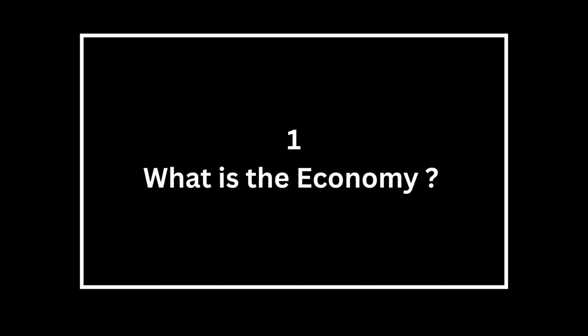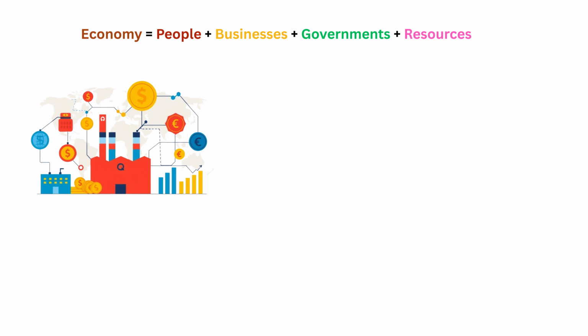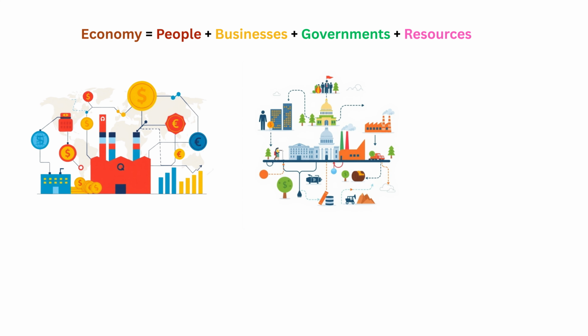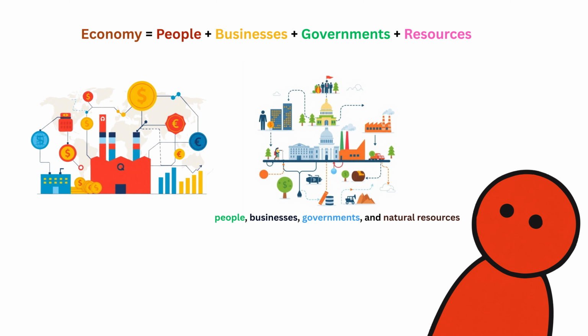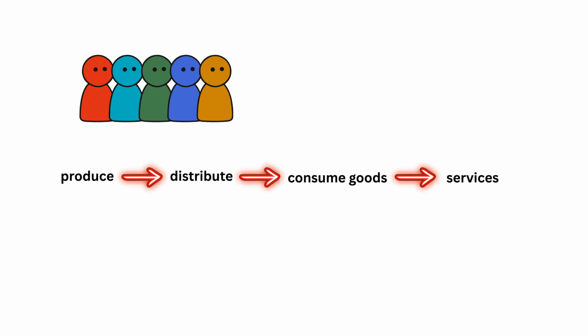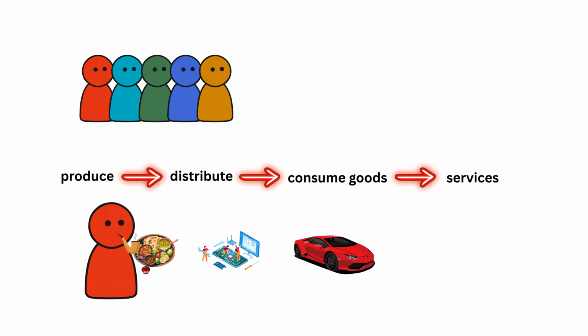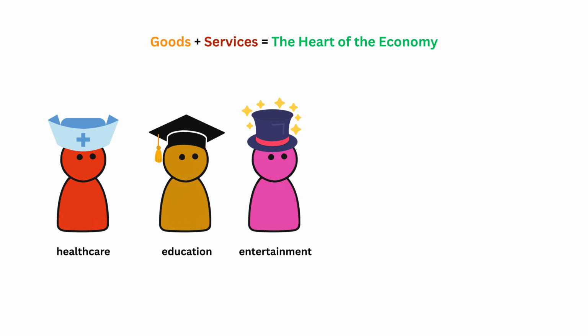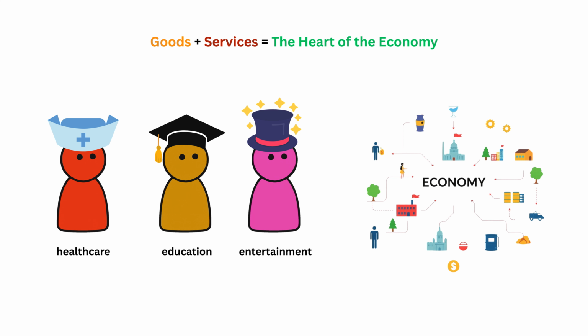What is the economy? An economy is like a giant machine made up of people, businesses, governments, and natural resources. It's how we all produce, distribute, and consume goods and services. In simple terms, the economy is the system through which goods, like food, electronics, or cars, and services, like healthcare, education, or entertainment, are made and traded. It's a global system, meaning what happens in one country often affects other countries too. Now let's explore the essential components of an economy.